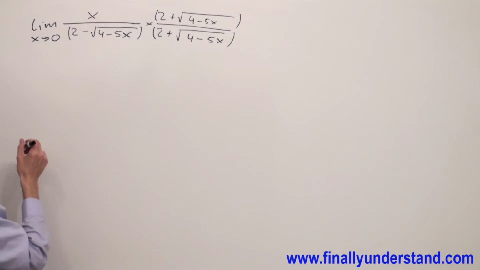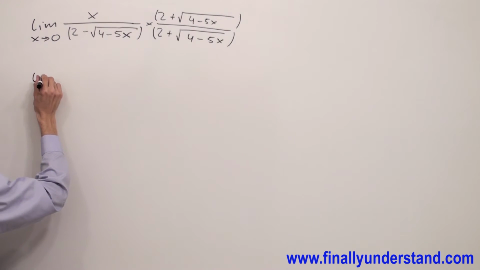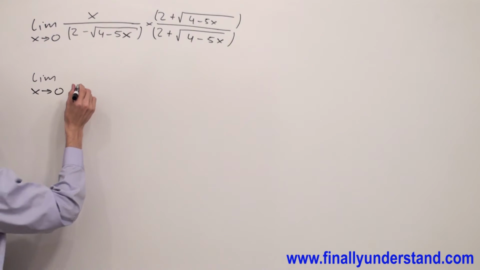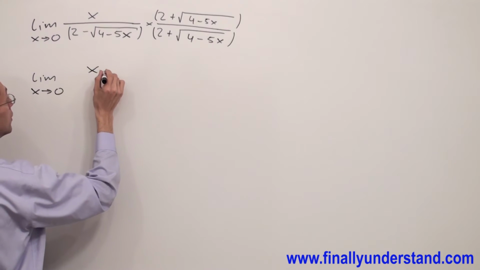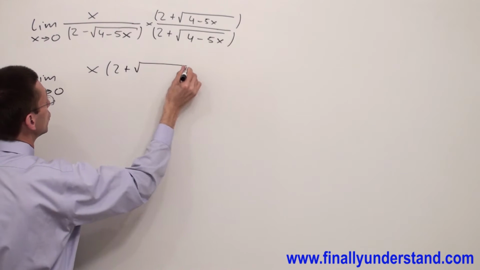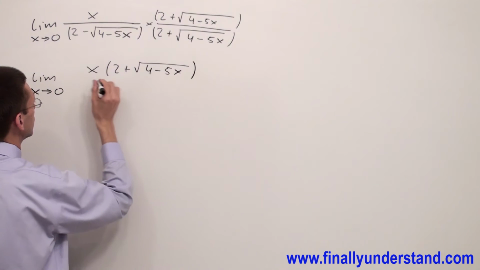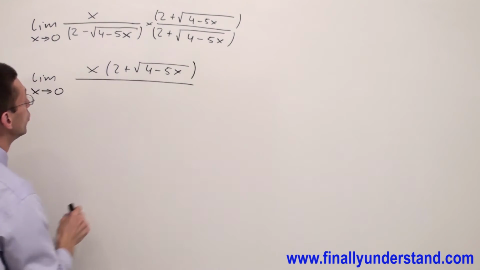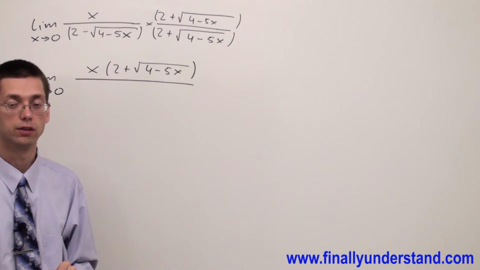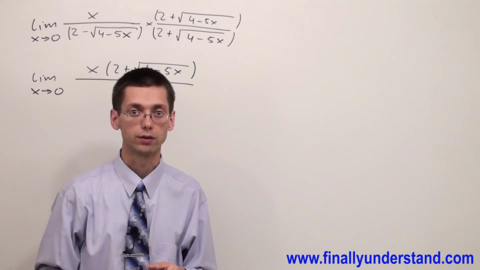Now I'm going to multiply the numerator by numerator. I have limit x goes to 0, and I have x times 2 plus square root of 4 minus 5x. This is my numerator. And if you look at the denominator, in the denominator I have nothing else, just the difference of two squares.